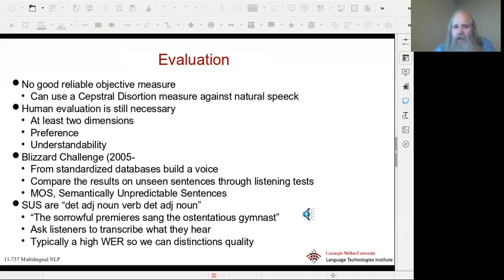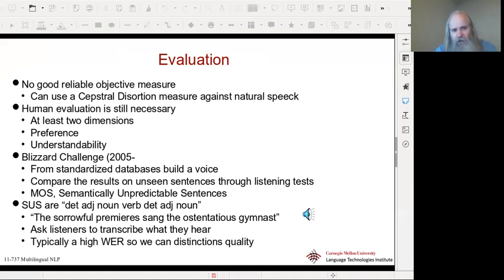There are at least two dimensions. There's sort of a preference thing. Do you like it? And it's something as vague as do you like it? It's not a naturalness thing, because you can get incomprehensible natural sounding synthesis, and you can get fully understandable non-natural synthesis like the Stephen Hawking voice. And there's also understandability. Can you understand the words in the synthesizer, which is sort of independent of whether you like it or not.